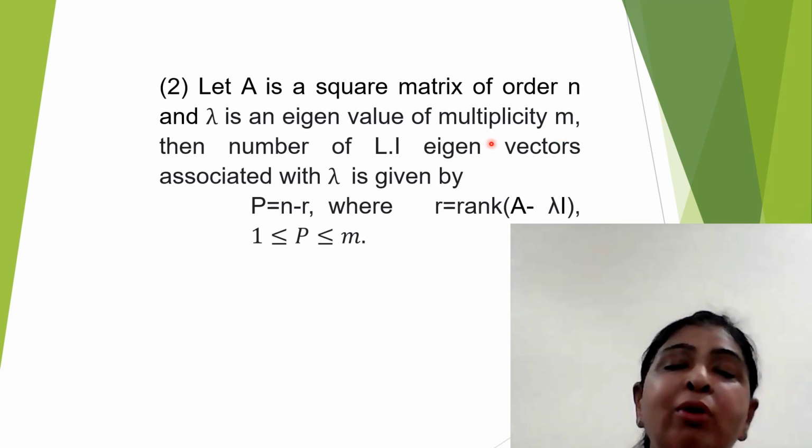So this is the result if lambda has a multiplicity of m, meaning the value of lambda gets repeated. Say lambda is equal to 1, 1. In that case the multiplicity of lambda will be 2, and r is the rank of A minus lambda I. So in that case, the number of linearly independent eigenvectors will be P is equal to n minus r, where n is the order of the matrix.